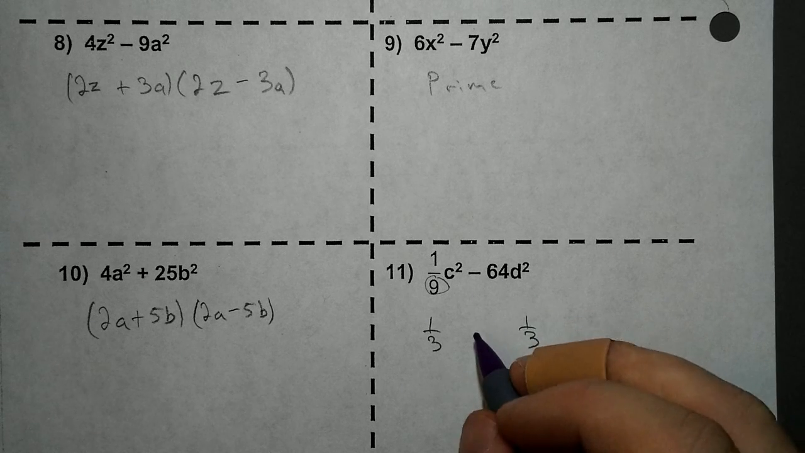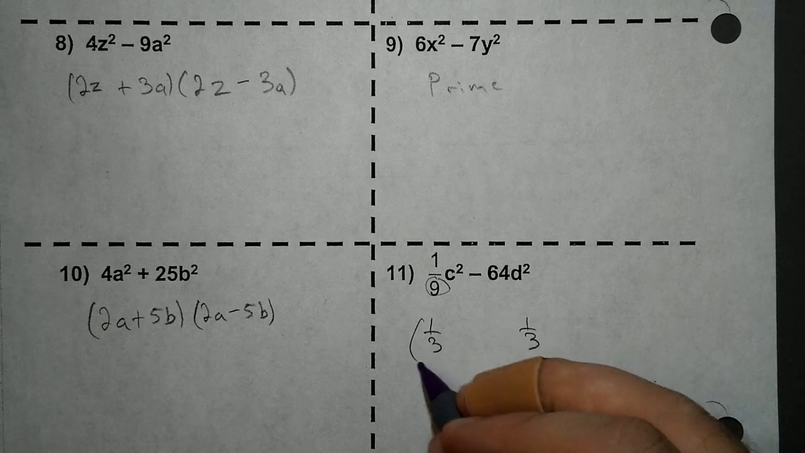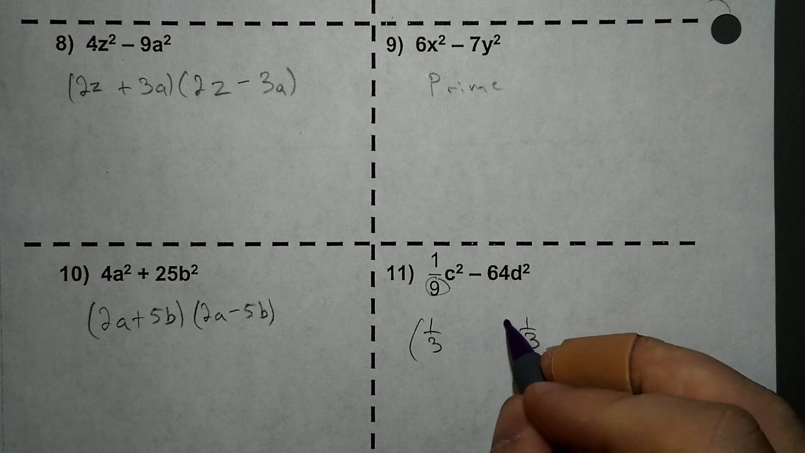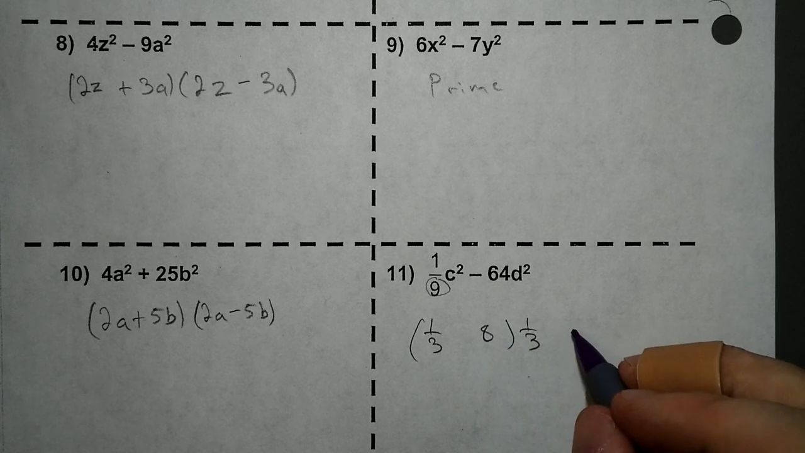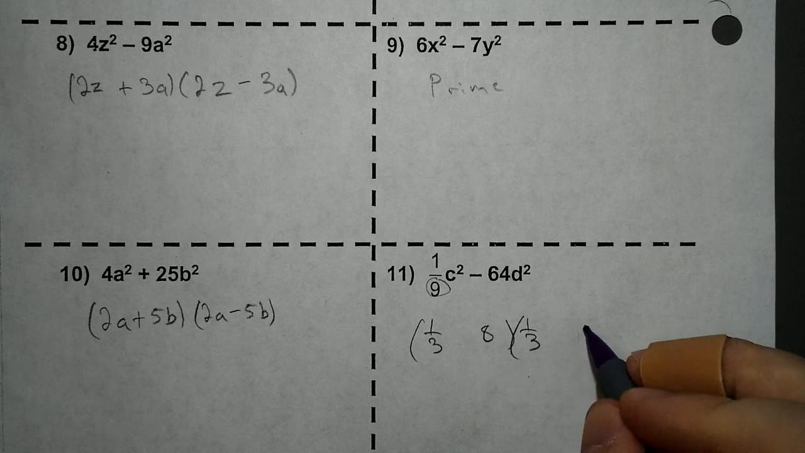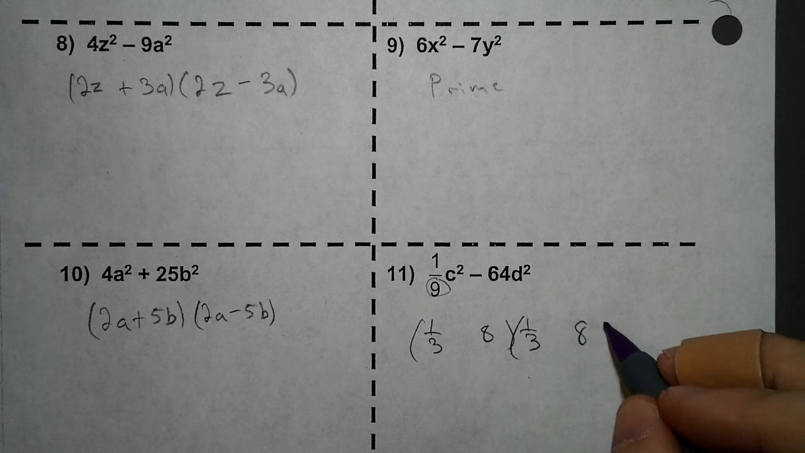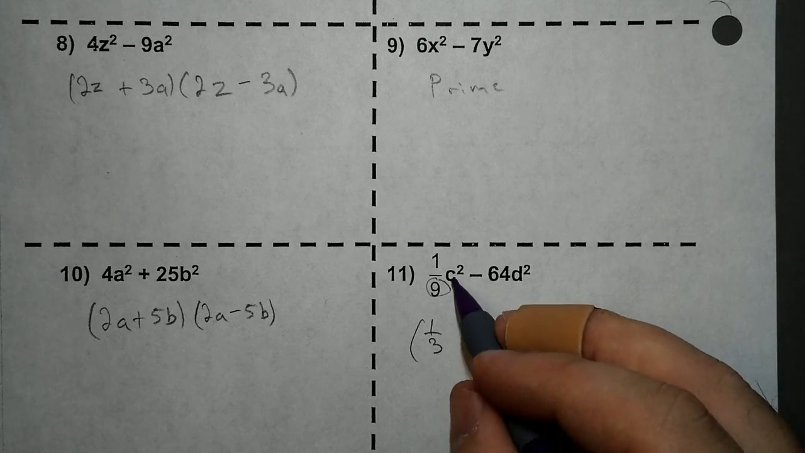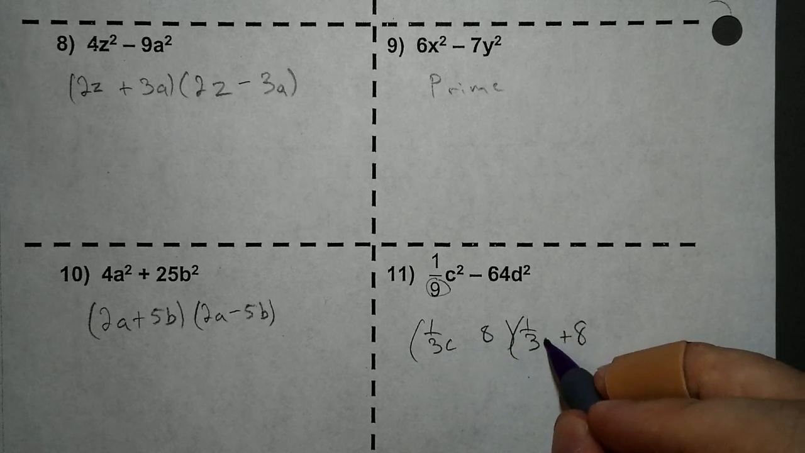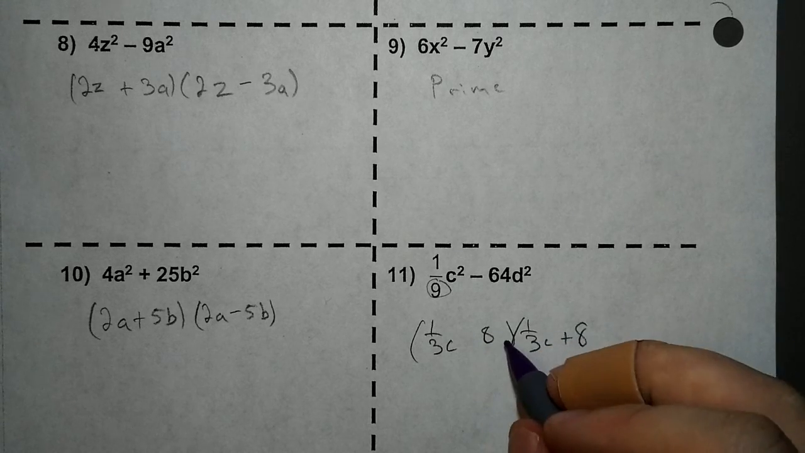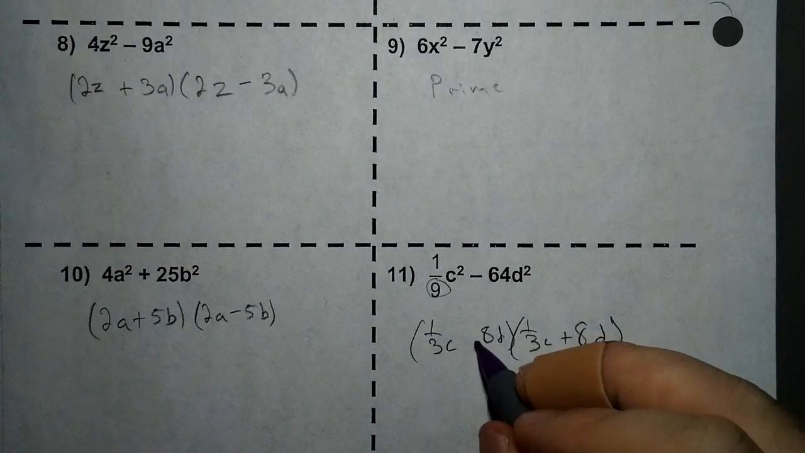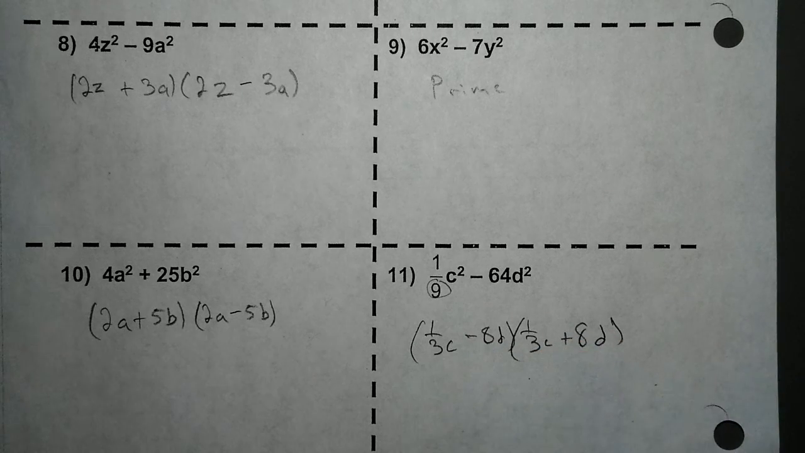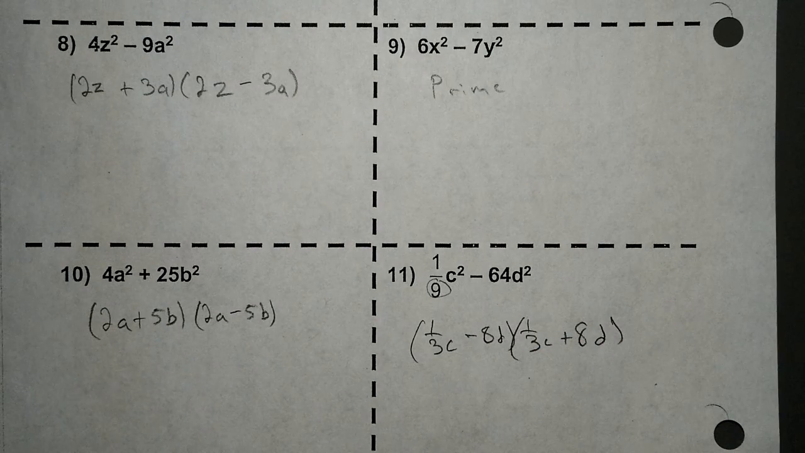Now, we know 64 is a perfect square. That's just the 8s, right? So this one gets an 8. This one also gets an 8. Since our b term went away, 1 is positive, 1's negative. The 1/3 should get the c, and the 8 should get the d. And that's it. Let's go over your homework real quick, and then I'll let you guys work.